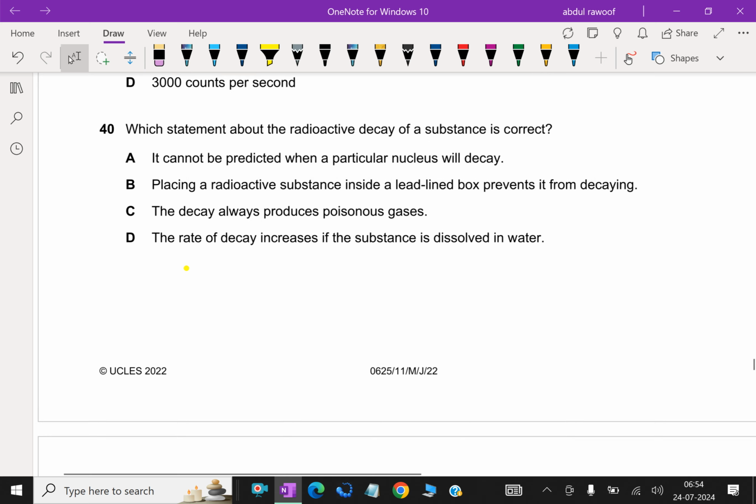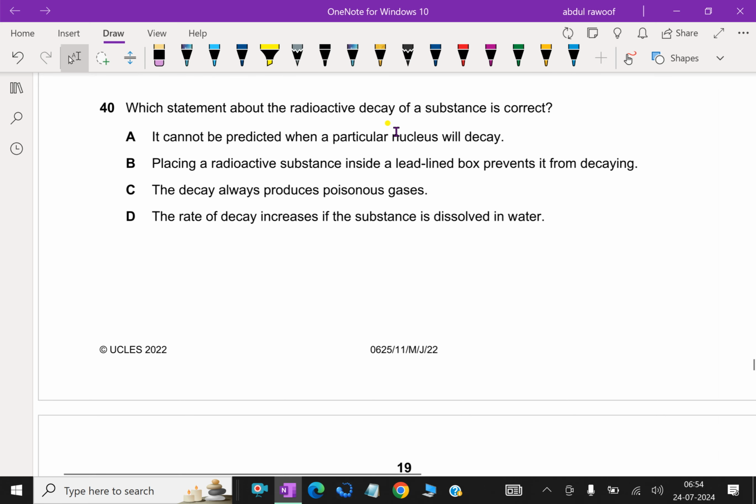Next one, question 40. Which statement about the radioactive decay of a substance is correct? It cannot be predicted when a particular nucleus will decay. Placing a radioactive substance inside a lead lined box prevents it from decaying? It can reduce the radiation, but decay cannot be completely prevented. The decay always produces poisonous gases? No, it won't always produce poisonous gases. The rate of decay increases if the substance is dissolved in water? It's also not possible. Here, it cannot be predicted when a particular nucleus will decay. So for question 40, option A is correct.